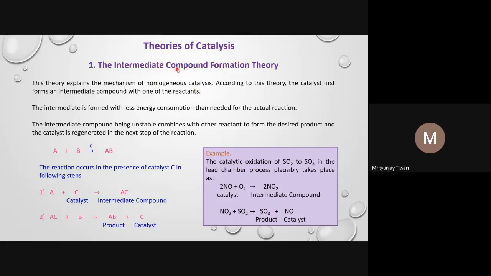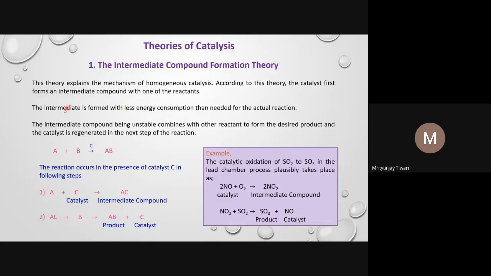According to this theory, in homogeneous catalysis, the reactant and the catalyst are in the same phase. The catalyst first forms an intermediate compound with one of the reactants. This intermediate compound is formed with less energy consumption than that needed for the actual reaction. The activation energy barrier for forming this intermediate compound is smaller.